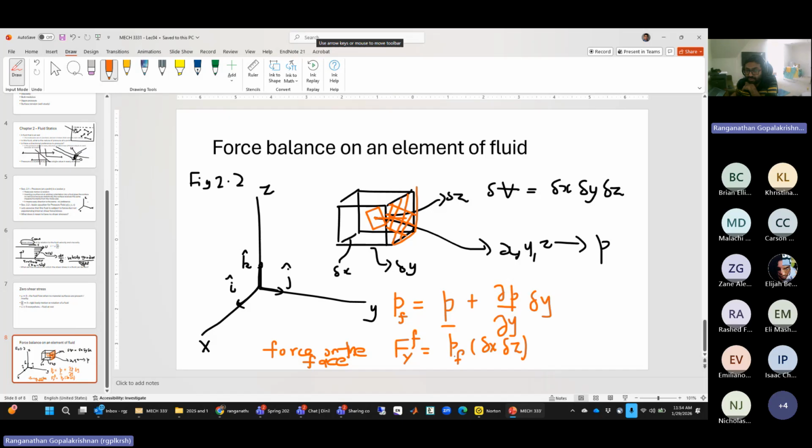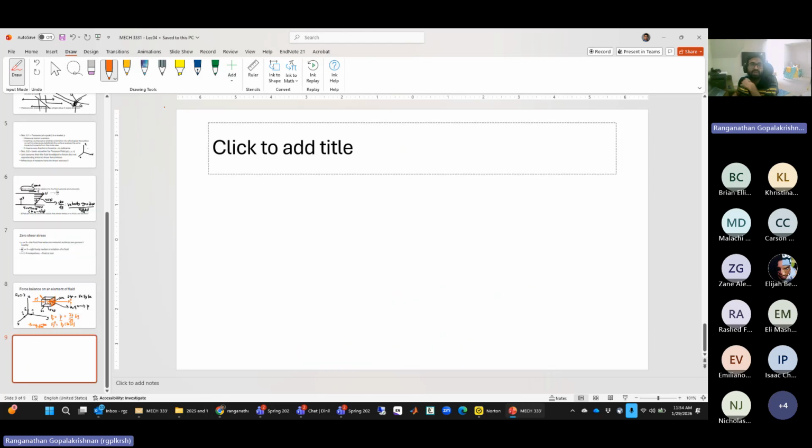So this face is PF times delta X delta Z, but PF itself is, keep remembering it, P plus the derivative of P with respect to Y times delta Y. You don't have to think too hard. If this force Fy is this, what would be Fy on the back face? We'll call this the back face. If right is positive, what must be left? Negative, right? So let me go to the next slide.